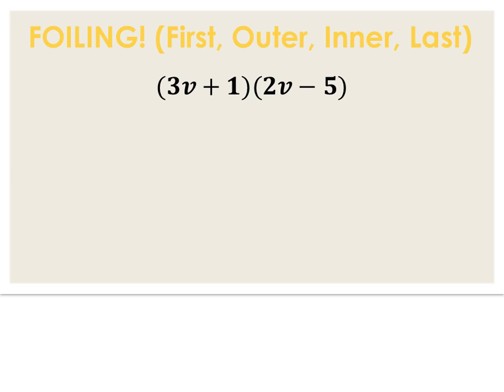3v plus 1 times 2v minus 5. And I tell you that we are FOILing. We're doing first, outer, inner, last. So the first two pieces you're going to multiply together: 3v times 2v means that I have 6 and it's v squared. And then we have to do our outer pieces. So I'm taking 3v times negative 5, which gives me negative 15v.